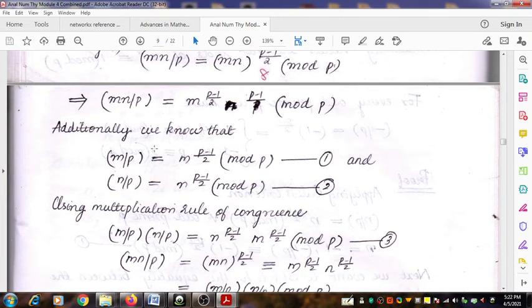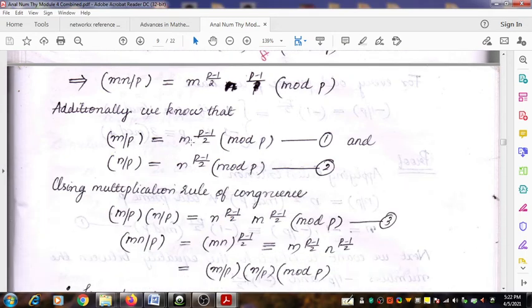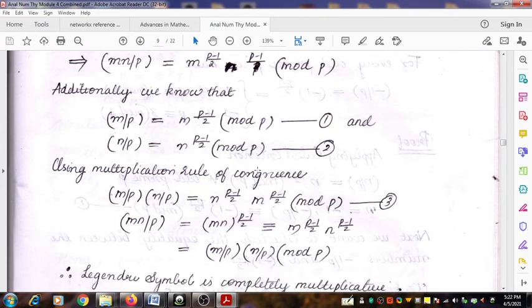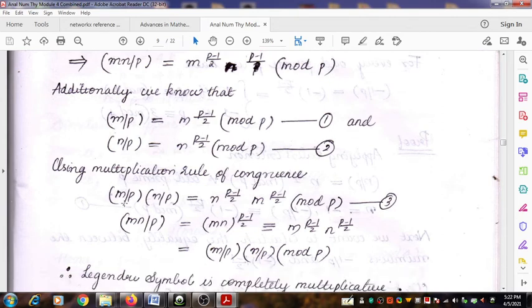Additionally, we have discussed that (m/p) equals m raised to (p minus 1) by 2 mod p, and (n/p) equals n raised to (p minus 1) by 2 mod p. What we can do next is combine these by multiplying the two. You can name them equation 1 and equation 2, and after that multiply 1 and 2.